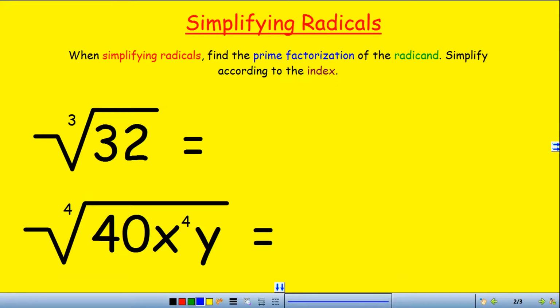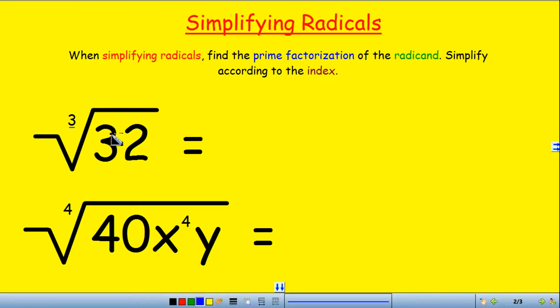If you have not seen lesson number 1, please go back so that you can see the rules of taking the square root of numbers and simplifying that way. Today we're going to be looking at finding the cube root, where the index is 3.